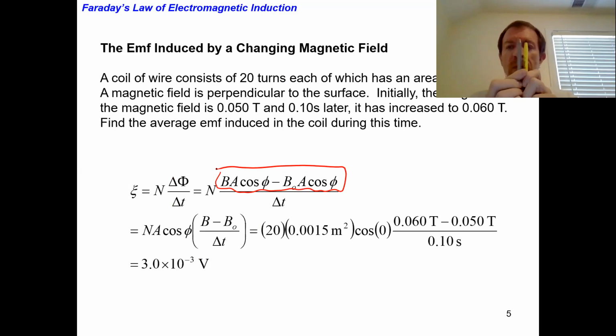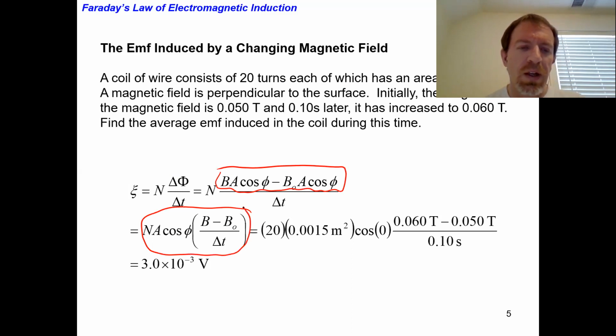The angle between the coil and the magnetic field isn't changing. All right, so it's only the magnetic field that's changing. So as a result, what can we do? We can factor out the A cosine phi, and now we've just got in parentheses B minus B naught.